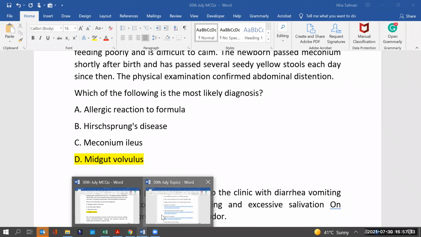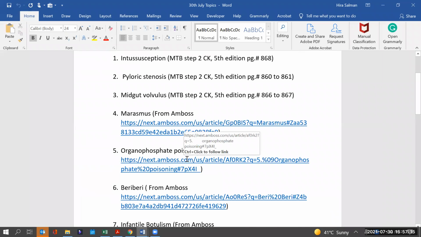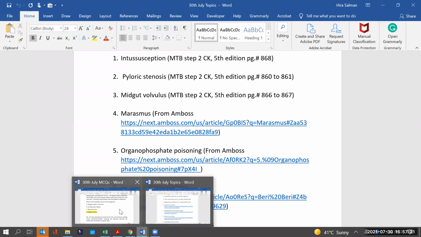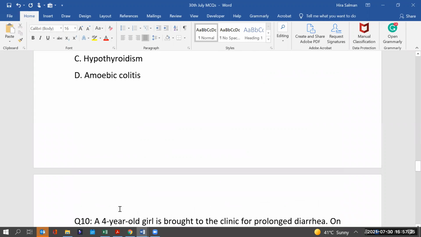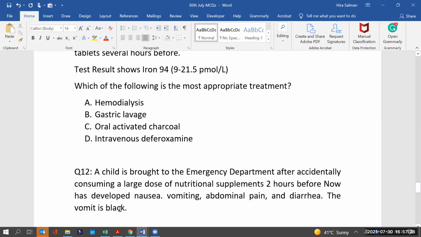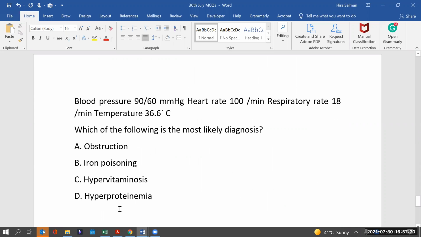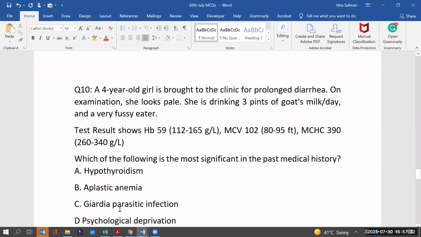For the next one, we have to go for the theory. So here we have the next one, that is marasmus. The question is missing here, so marasmus we will do in the next class.